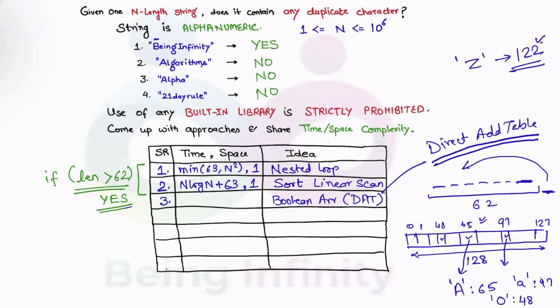Now, if we go with this idea also, we are going to use a space of 128 size array. And now what we will have to do is we are just doing a linear scan. So there also we can say, hey, minimum of 63, n is definitely going to give us the answer.